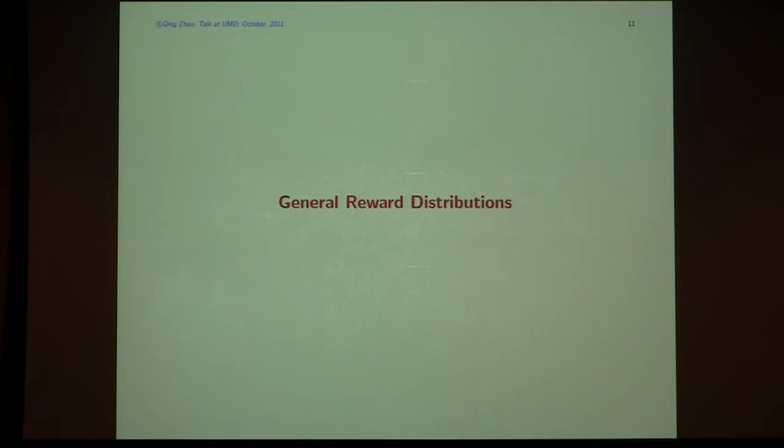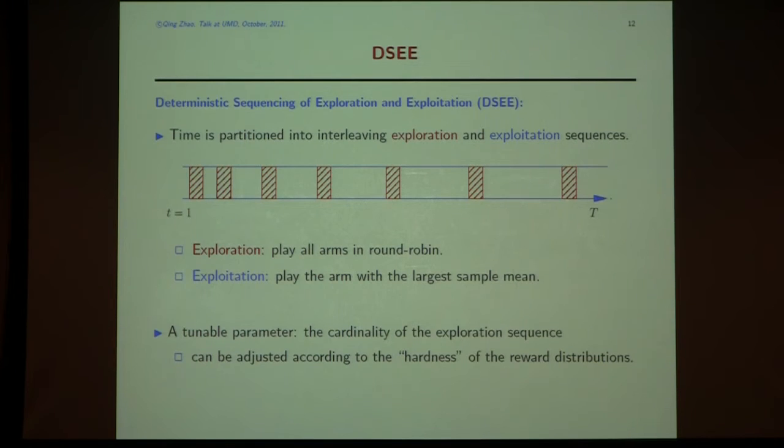So let's first consider general reward distribution. So we actually propose, in a certain way, a very different policy compared to the classic policy, which always combines the two statistics just mentioned together in arm selection. So it's a very intuitive policy with a very simple structure. So we call it the deterministic sequencing of exploration and exploitation, short DSEE. So the basic idea here is we will partition the total time into two sequences. One we call the exploration sequence. The rest of the time will belong to the exploitation sequence.